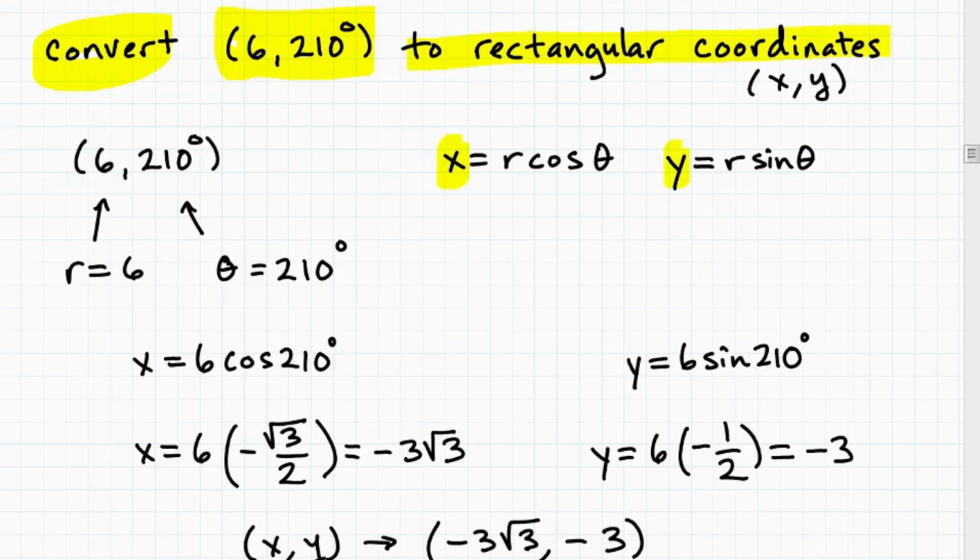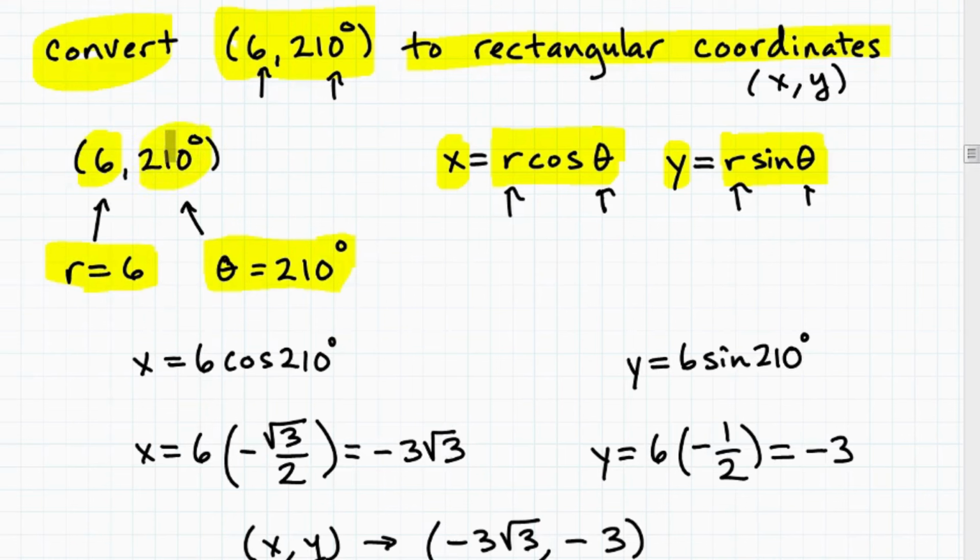So I have my two equations here that I gave you, one for x and one for y. Remember, for both of these equations, what are the inputs? We need the radius and we need the angle, and we're obviously given the radius and the angle. So it's really nothing more than plugging and chugging away here and calculating all this out. Okay, so x is going to be equal to 6 cosine 210 degrees.